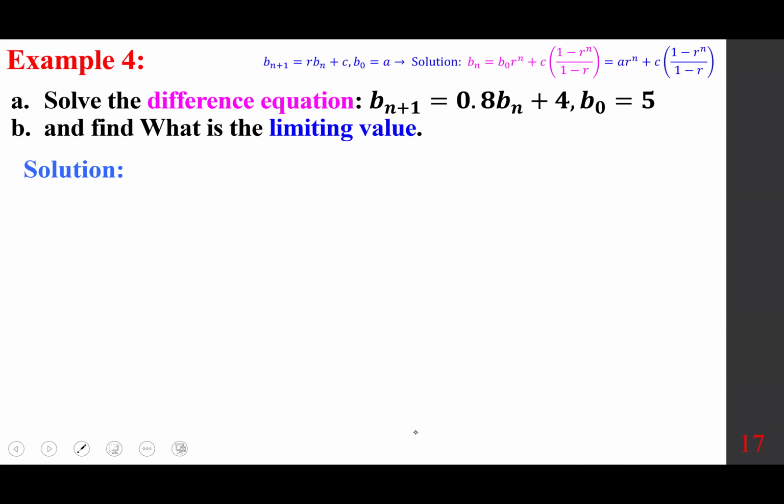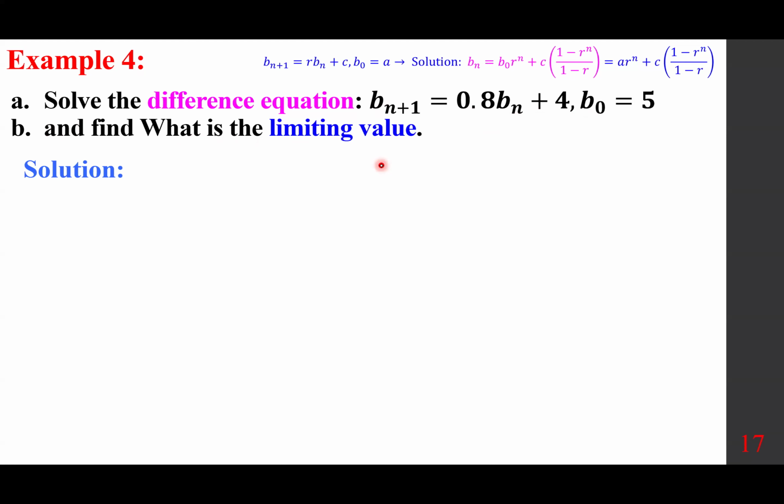Let's look at a simple example to make some sense out of this. Solve the difference equation b sub n plus 1 equals 0.8 b sub n plus 4, where b sub 0 is 5. When we say b sub 0 or A, and find what is the limiting value. Then that means after that, you want to take a limit. Okay.